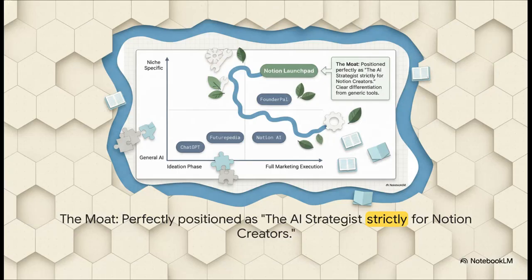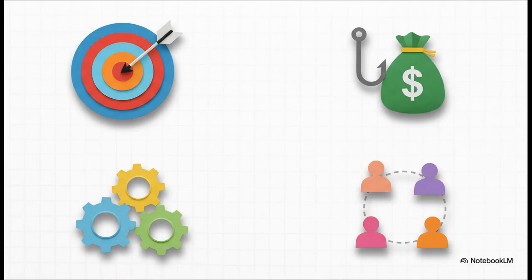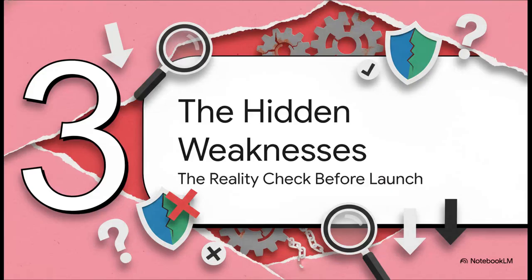Now this is where it gets really smart. In a world full of general AI tools like ChatGPT, Notion Launchpad has carved out this perfect, defensible niche. It isn't just another AI. It's the AI strategist strictly for Notion creators. That specificity, that's its competitive moat. That's what makes it stand out. So just to recap its strengths, it has that laser-sharp niche focus, a super powerful psychological hook with that $1,000 promise, and on top of that, the tech is clean and modern, and it's just perfectly aligned with where the creator economy is going.